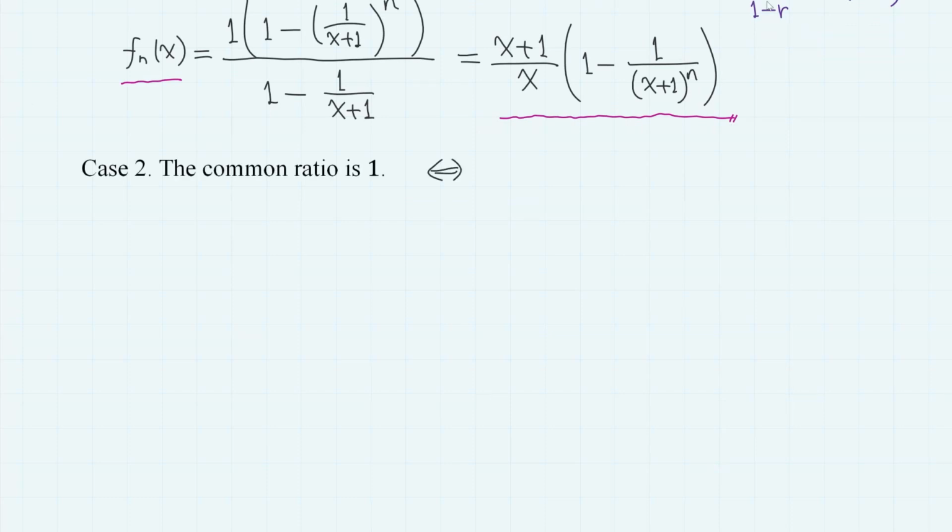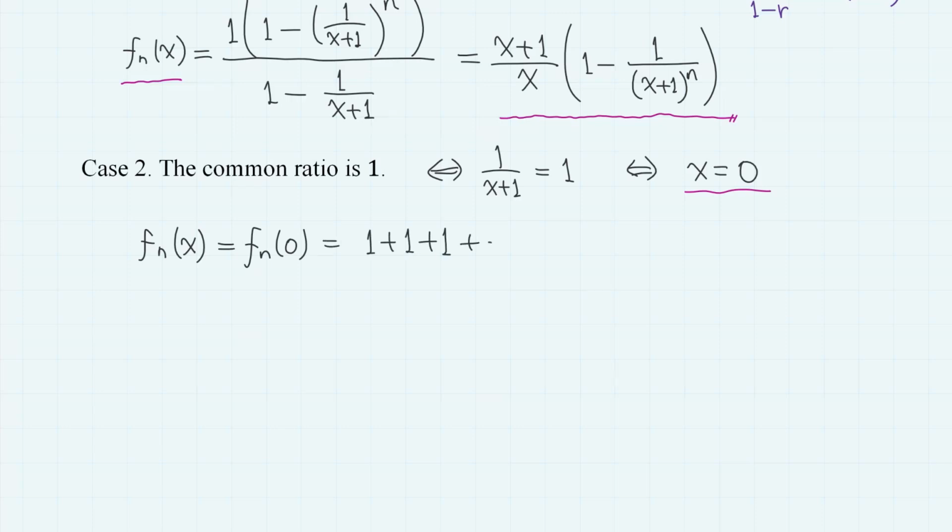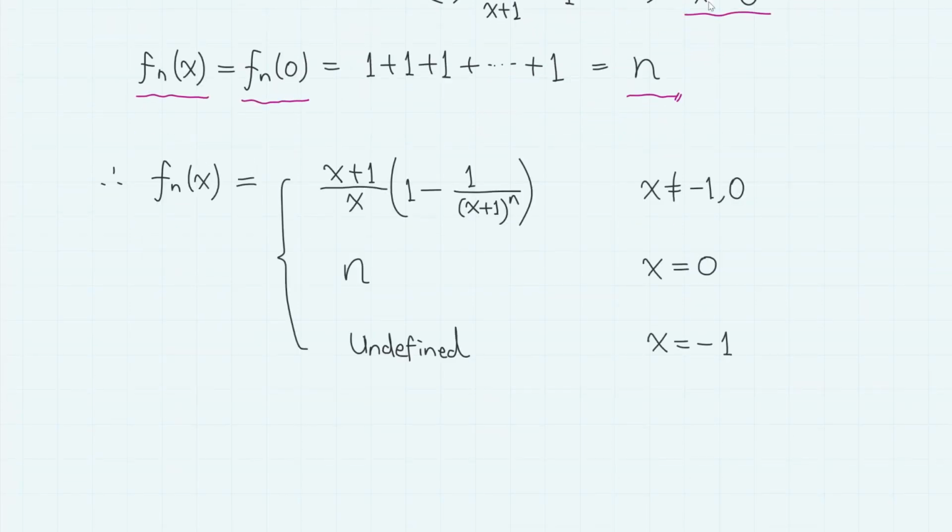Next, when the common ratio 1 over x plus 1 is equal to 1, i.e. when x equals 0, then the summation becomes, which is really the value of f_n(0), just 1 plus 1 plus 1 plus so on. So it is just n. To summarize, f_n(x) is equal to this when x is not equal to -1 or 0, and just n if x equals 0, and undefined at x equals -1.